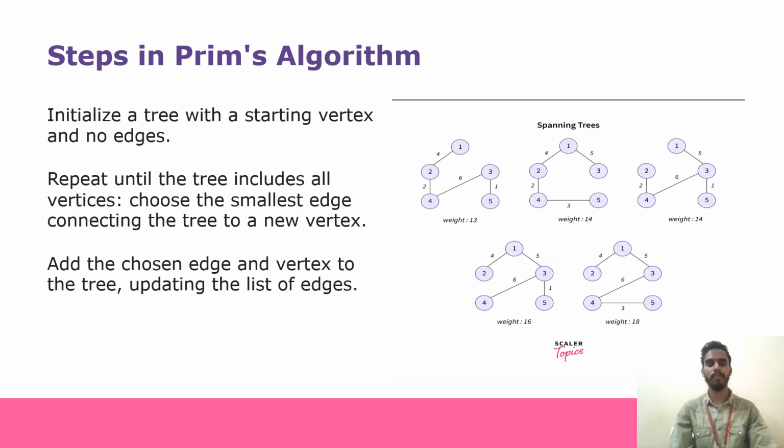Steps in Prim's algorithm. Initialize a tree with a starting vertex and no edges. Repeat until the tree includes all vertices. Choose the smallest edge connecting the tree to a new vertex. Add the chosen edge and vertex to the tree, updating the list of edges.